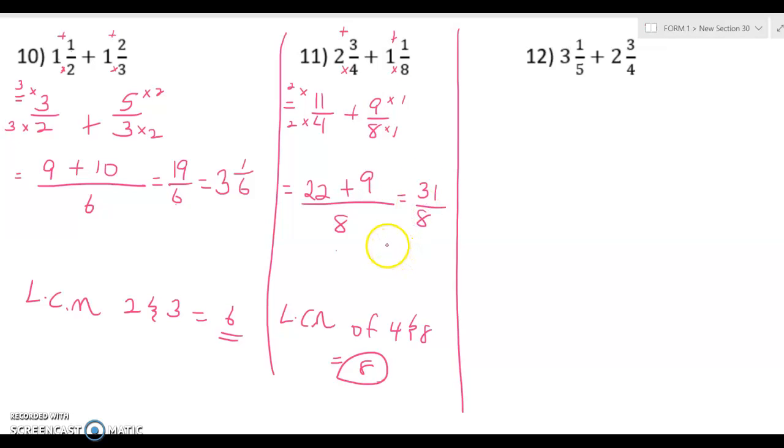Now again, ask yourself, how many times can 8 go into 31? 8 can go into 31 3 times, because 8 times 3 is 24. And then we'll have a remainder of 7.